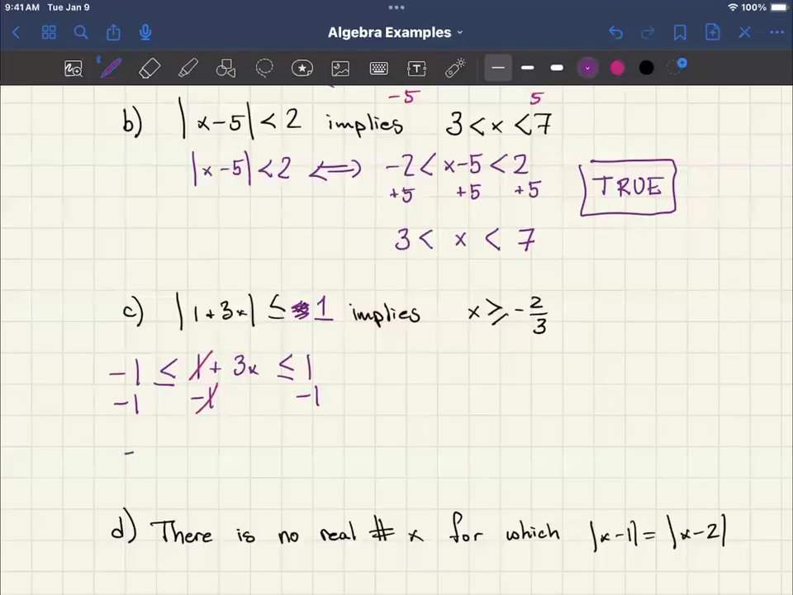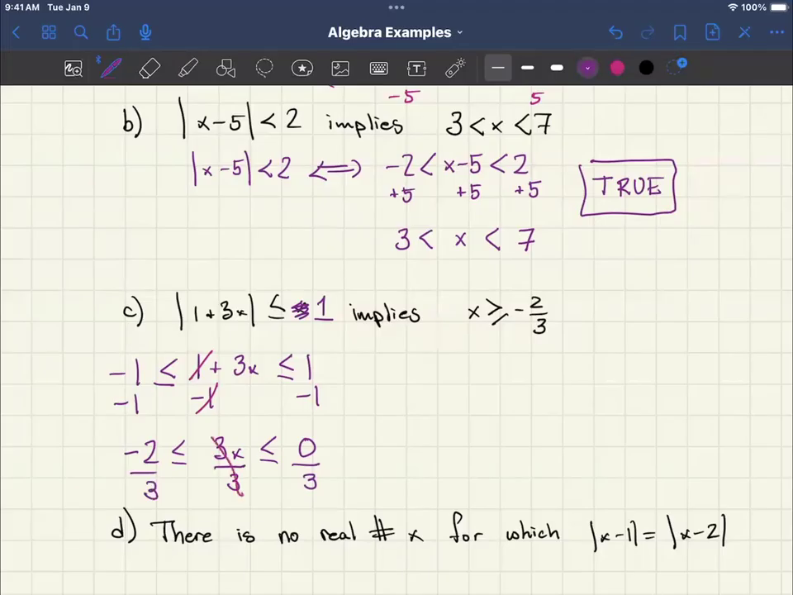And we end up with a negative 2, 3x, and 1 minus 1 is 0. All right. And the next thing we want to do is divide out by 3. So we're just solving for x. Our 3's are going to cancel there in the middle.